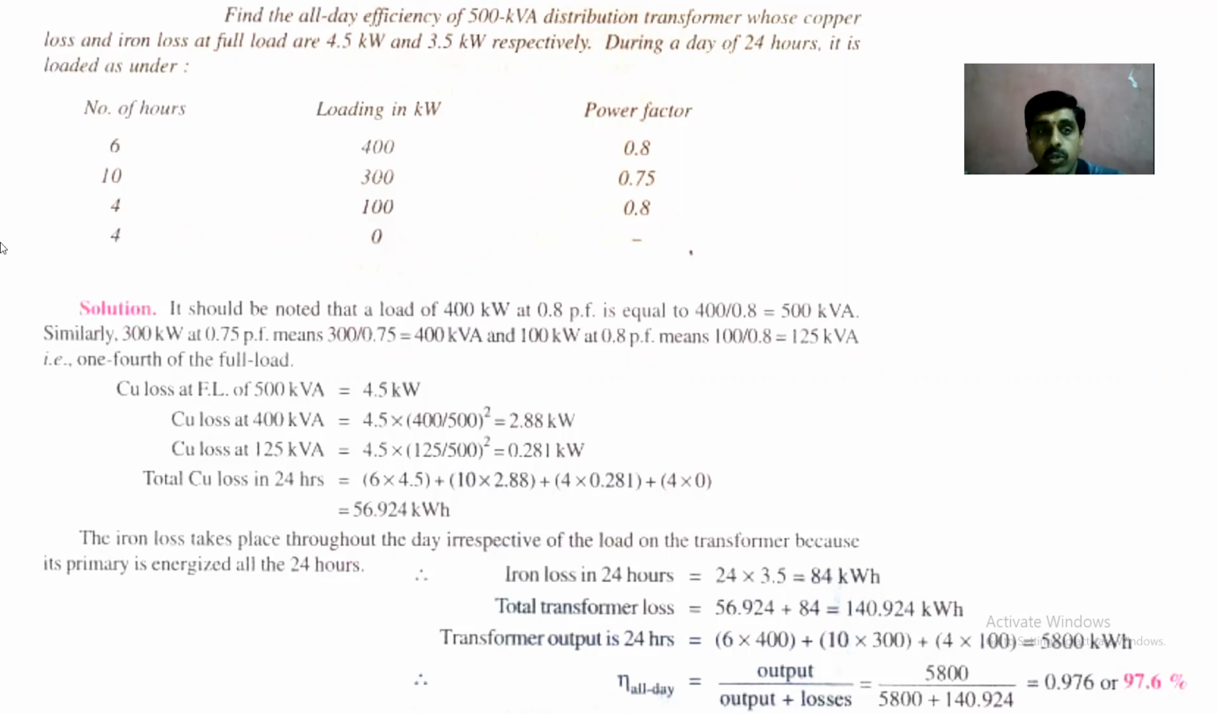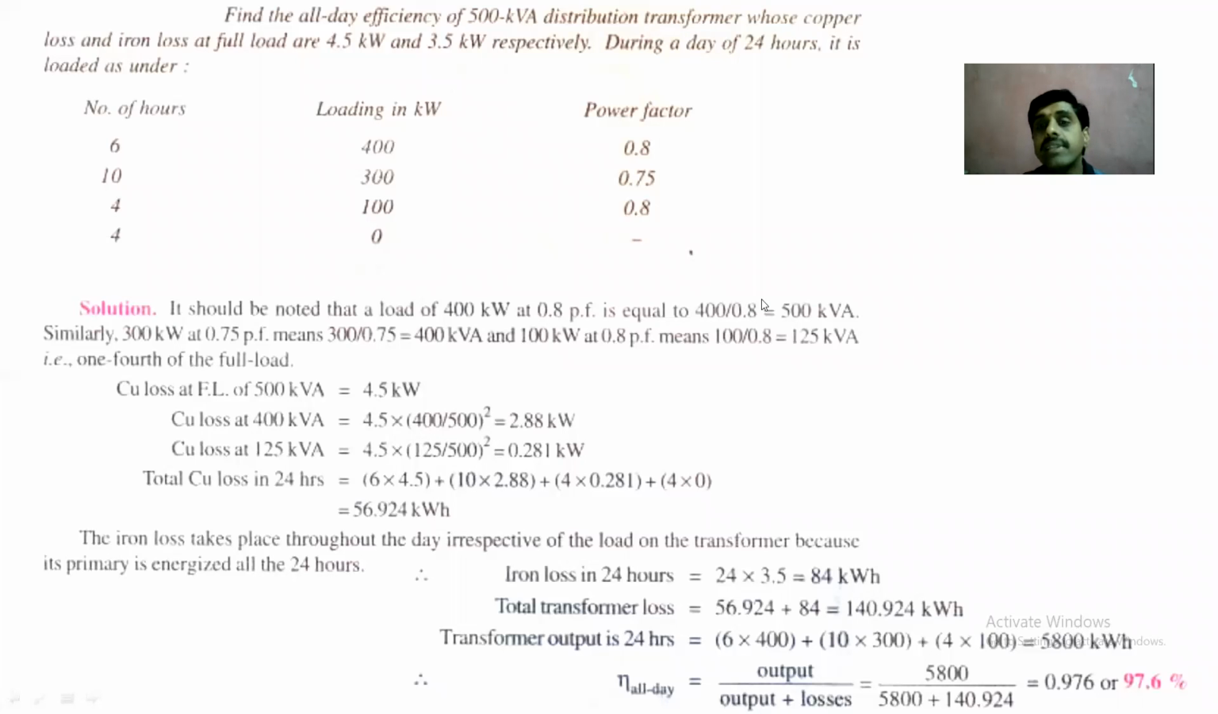That is the approach. Here it should be noted that a load of 400 kilowatts at 0.8 power factor is equal to 400 by 0.8, 500 kVA. Similarly, 300 kilowatts at 0.75 power factor is equal to 400 kVA. 100 kilowatts at 0.8 power factor is equal to 125 kVA.